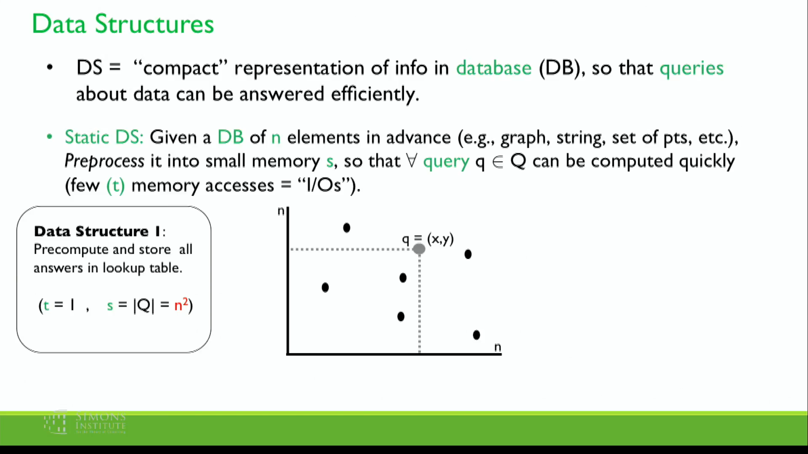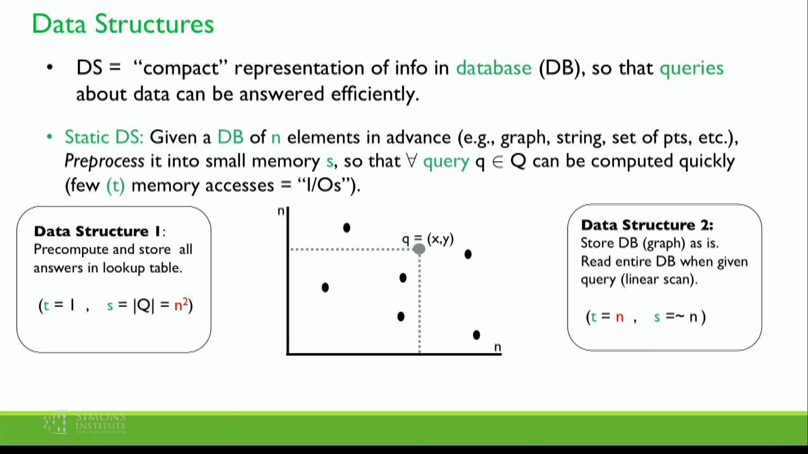Any such problem admits two extreme naive solutions. One of them is to cheat and store all the answers. So the query time, of course, will be optimal, right? You just read off the answer. But the space, unfortunately, is big. You need to store all the queries. And this n squared can easily be like n to the 10. So typically we have a polynomial number of queries.